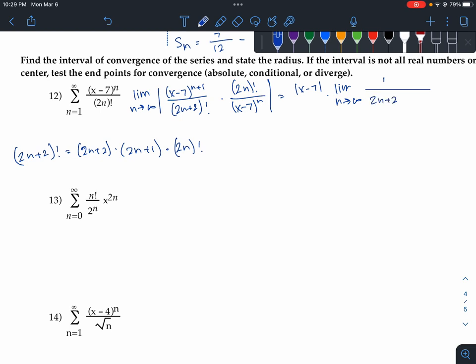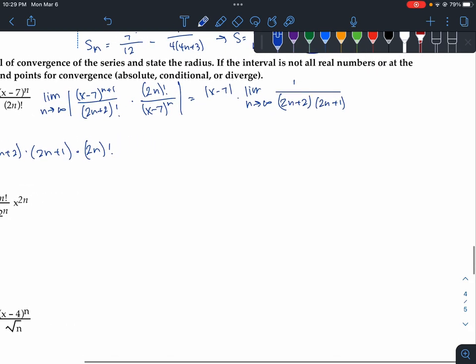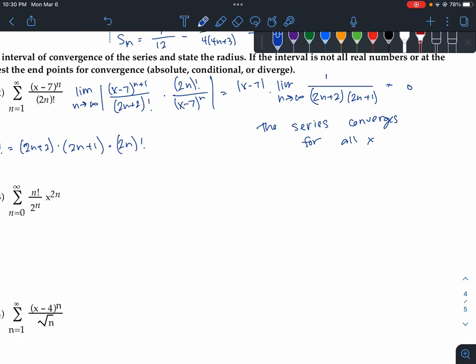over 2n plus 2 times 2n plus 1, which I don't really need to FOIL out, because if I let the limit go to infinity, I have 1 over infinity, which is going to be equal to 0, and 0 times x minus 7 is still going to be equal to 0. And if the result of a power series ratio test is 0, then the series converges for all x values. So the series converges for all x. Okay, so there's no interval to check for because it's all real numbers in x.